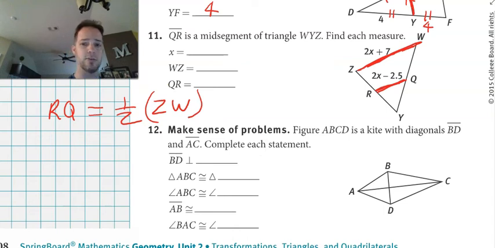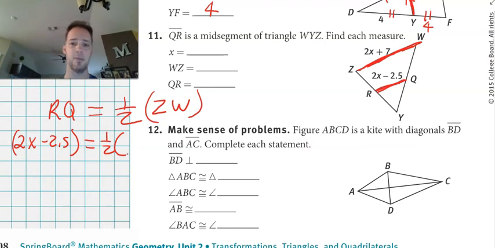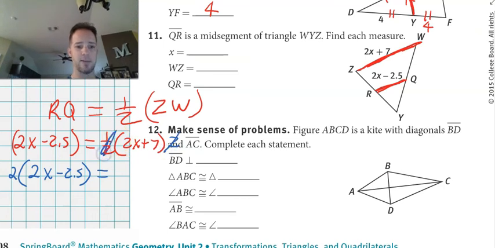Okay, so what is RQ? 2x minus 2.5 equals 1/2 of ZW, and ZW is 2x plus 7. From here, I can solve for x. Instead of distributing this 1/2, I'm going to get rid of that fraction by multiplying both sides of the equation by 2. And when I multiply by 2 over here, all that happens is the 1/2 cancels out. So 2x plus 7. And that's a little trick you can use to get rid of fractions. Now I can distribute a 2 in here, so it'll be a little bit easier.